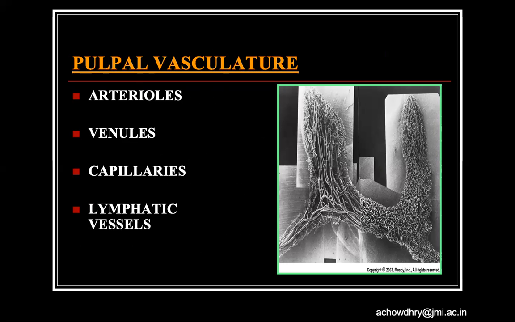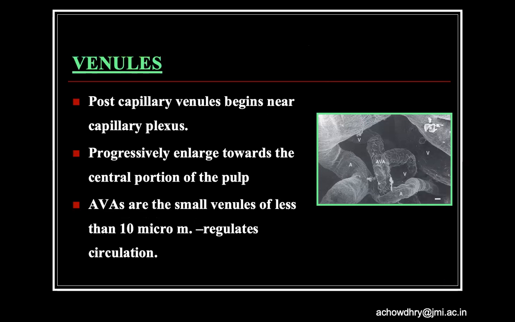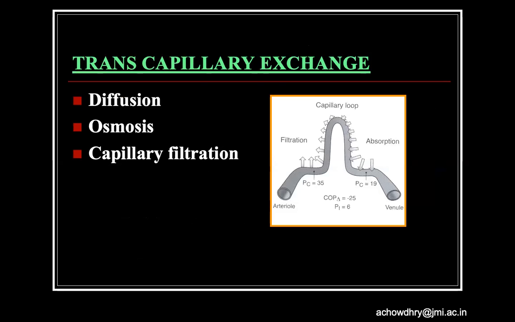Then is the pulpal vasculature. There are arterioles, venules, capillaries, lymphatic vessels. Need not learn much about them, how the fenestration happens, and what are the capillary basement membranes, what capillaries are present, how are they present. Not many questions are asked, but you have to keep in mind where they enter from, how they branch laterally, how they ramify into capillary plexus in the subodontoblastic region. These are to be learned about. Venules, lymphatic vessels, and how the transfer, the filtration and absorption, takes place by diffusion, osmosis, and capillary filtration.